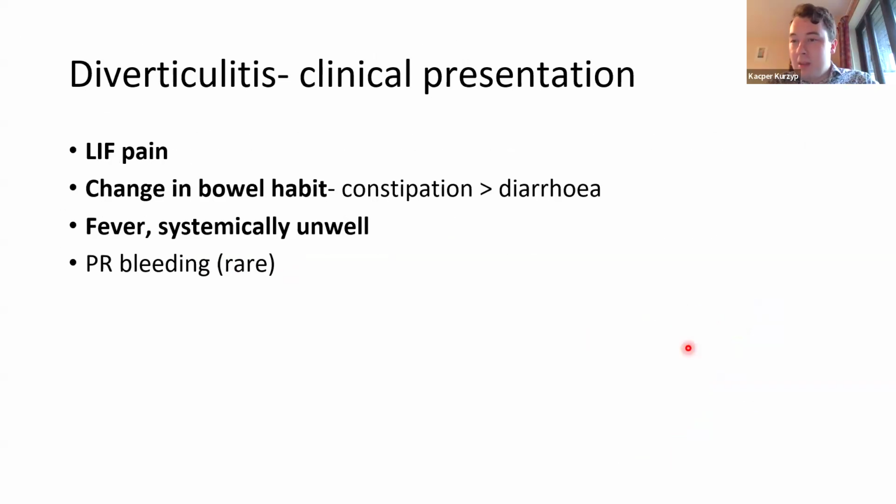Now, diverticulitis, as you've correctly identified, is typically left iliac fossa pain. However, consider it in your patient with right iliac fossa pain if they are older, as a differential in addition to appendicitis. There will be a change in bowel habit, maybe either, but more likely to tend towards constipation. What differentiates diverticulitis from diverticular disease is there will be fever, they will be systemically unwell. Their observations will be bad. They may also have per-rectum bleeding, however, that is rare.